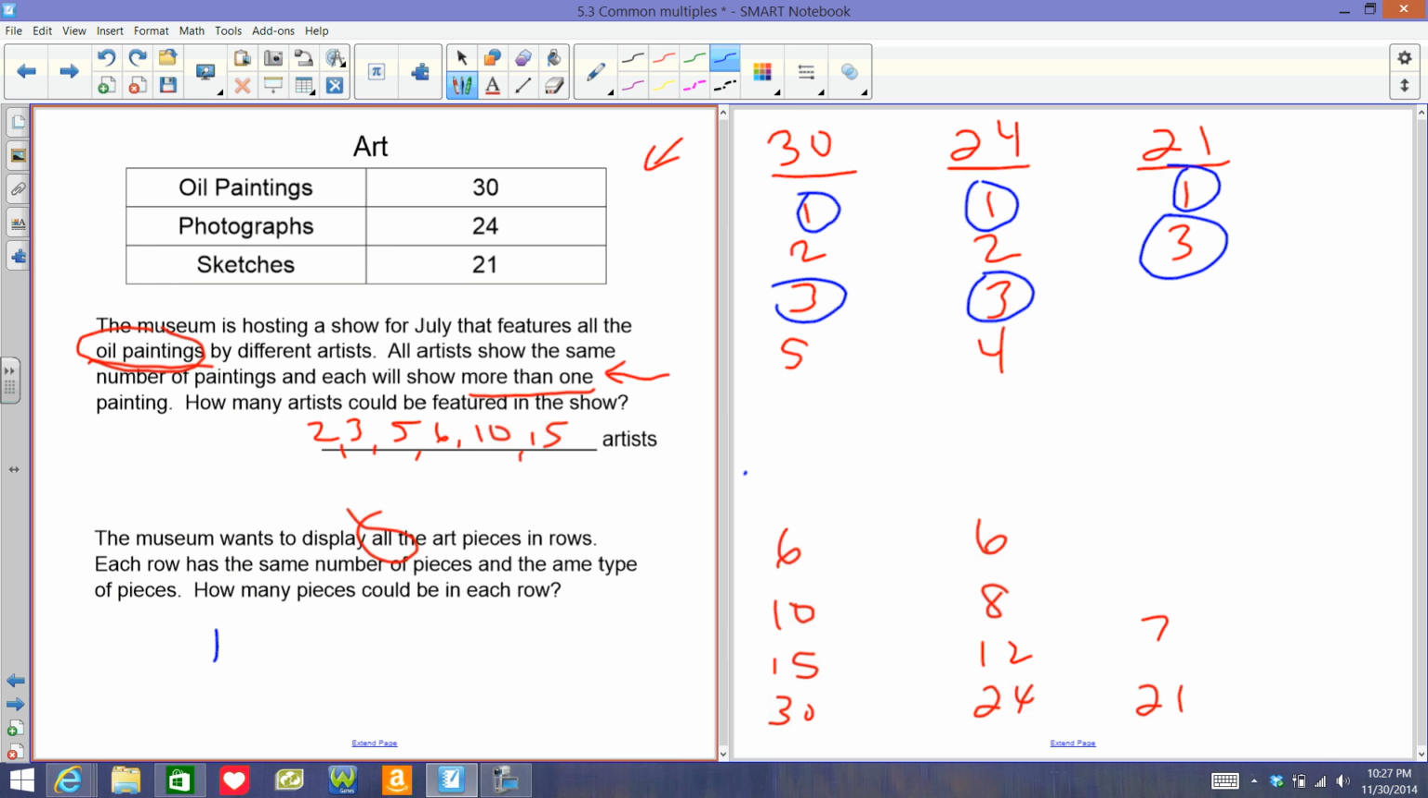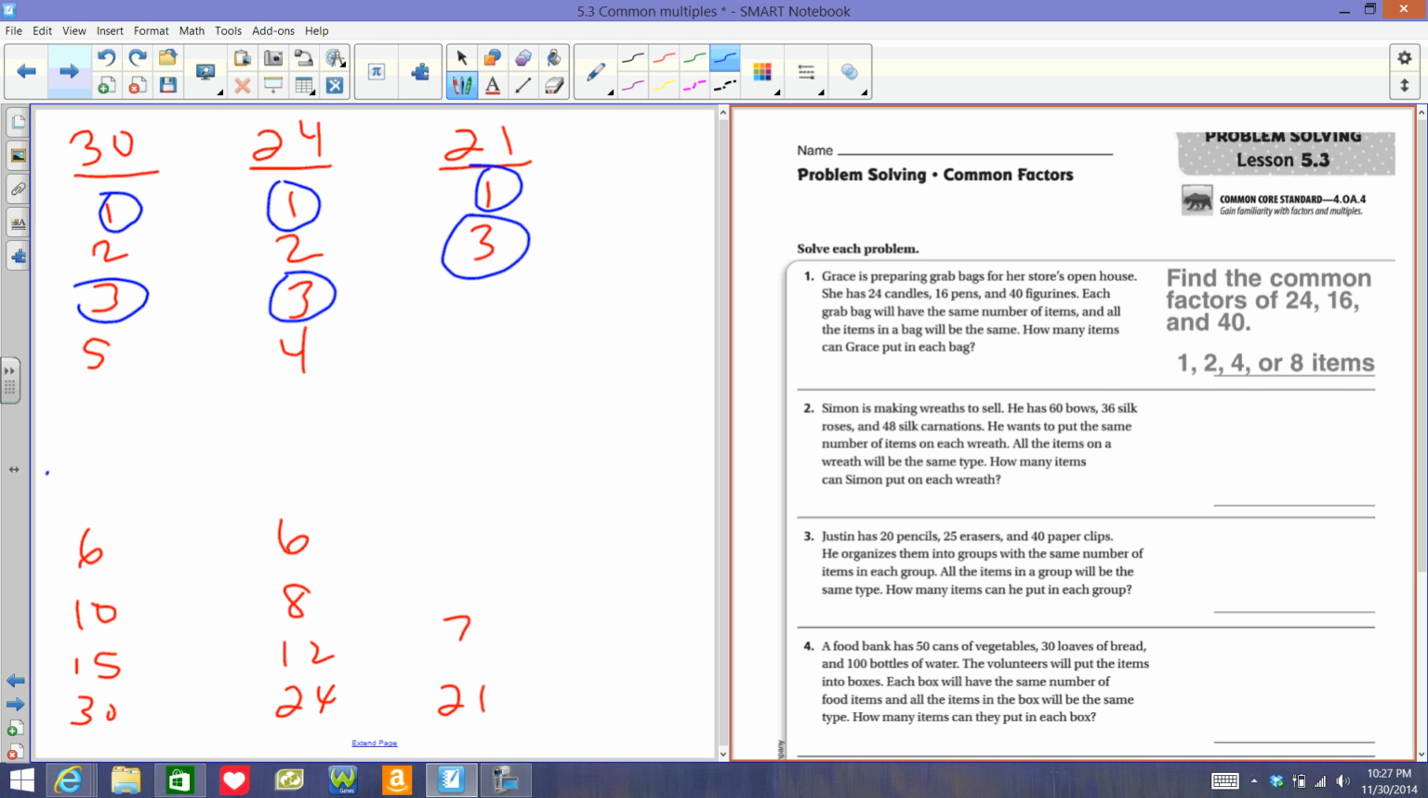So 1 and 3. Okay. So you can either have 1 in each row or 3 in each row. But that's all you can have in order to be able to make sure that all the paintings are done in rows. All right, let's take a look at our homework.